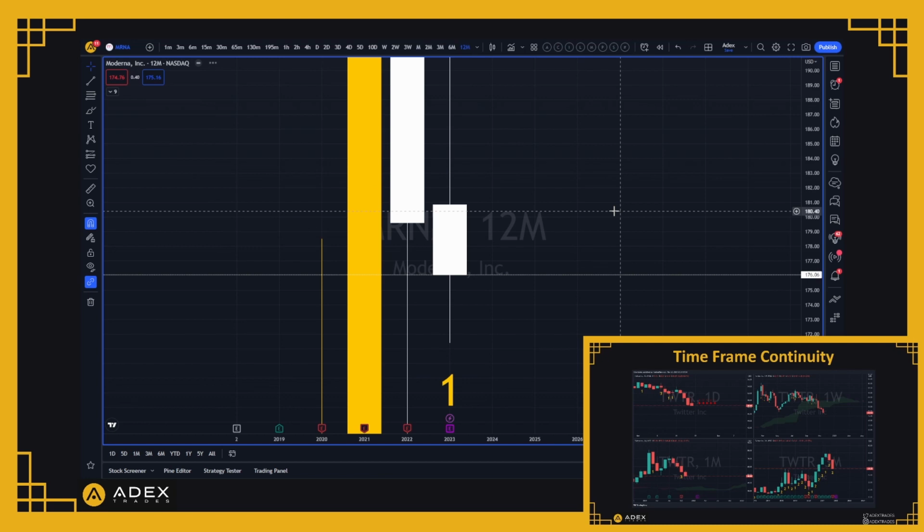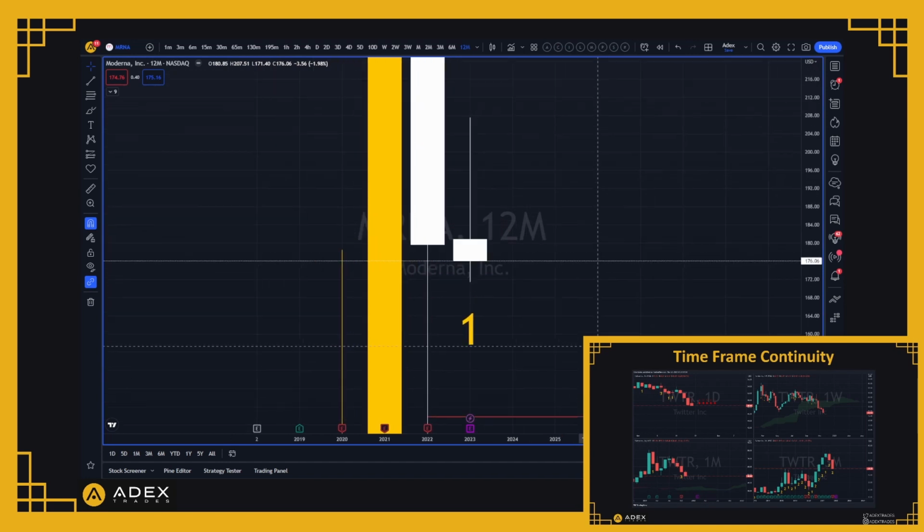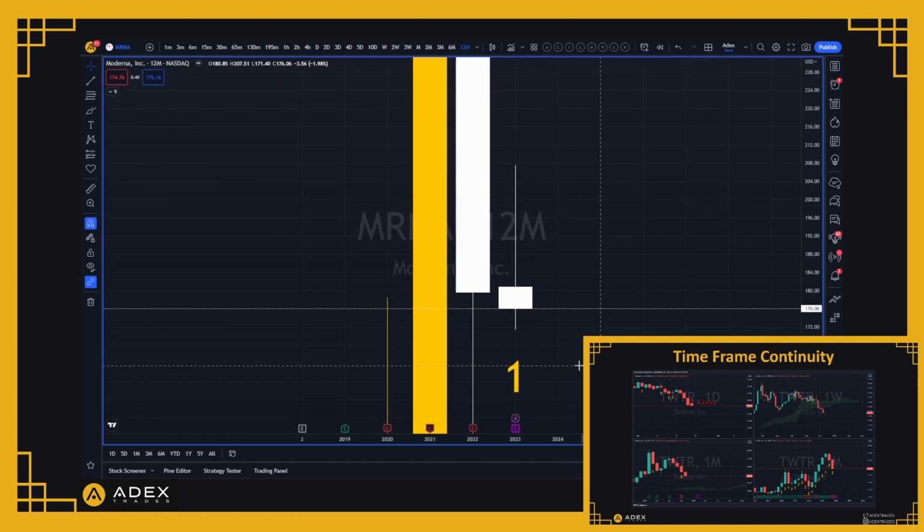And on the yearly, they've been selling it. So this gives you more of a confluence that if you want to enter short, you have more confluence to enter short because of the fact that you know that institutions are selling this stock. All right. Hopefully this is making sense so far in terms of time frame continuity.